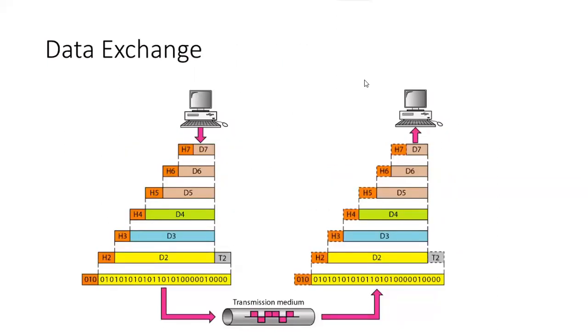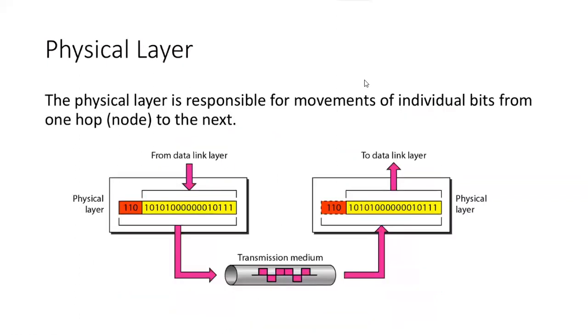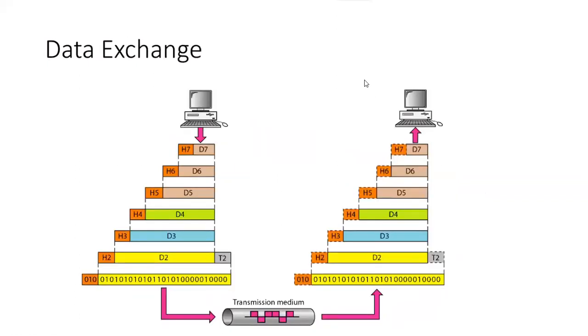Let's look at the data exchange that takes place. Here in the data exchange, we have D7, this D7 that you can see. This is the actual data which is generated by this device A. Since we have 7 layers, this is layer 7, this is 6, this is 5, 4, 3, 2, and this is 1. This is the physical layer.